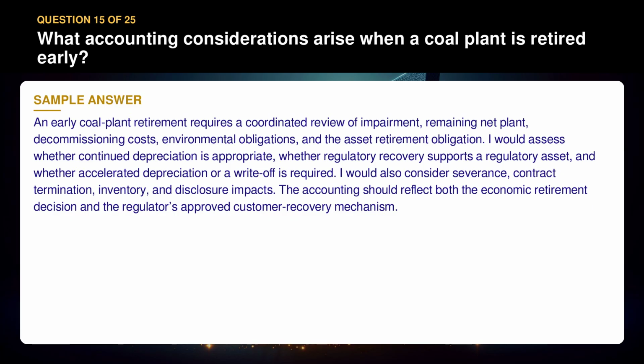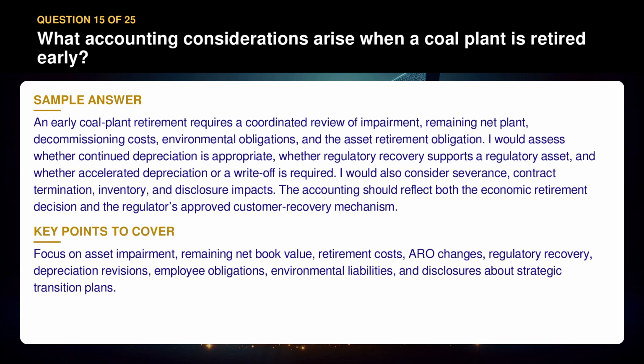I would also consider severance, contract termination, inventory, and disclosure impacts. The accounting should reflect both the economic retirement decision and the regulator's approved customer recovery mechanism. Focus on asset impairment, remaining net book value, retirement costs, ARO changes, regulatory recovery, depreciation revisions, employee obligations, environmental liabilities, and disclosures about strategic transition plans.